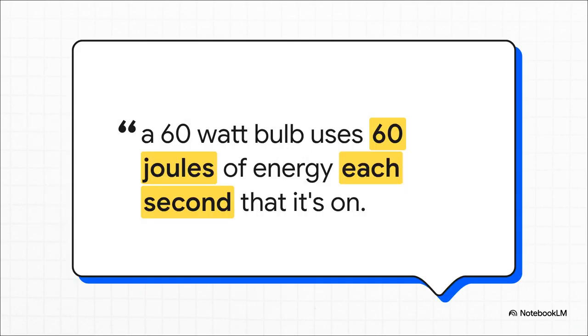And that brings us right back to the very beginning. What does a 60-watt light bulb actually mean? Well, now you know. It means that for every single second that bulb is on, it's converting 60 joules of electrical energy into light and heat. The mystery is solved. A watt is a direct measure of how fast energy is being used.